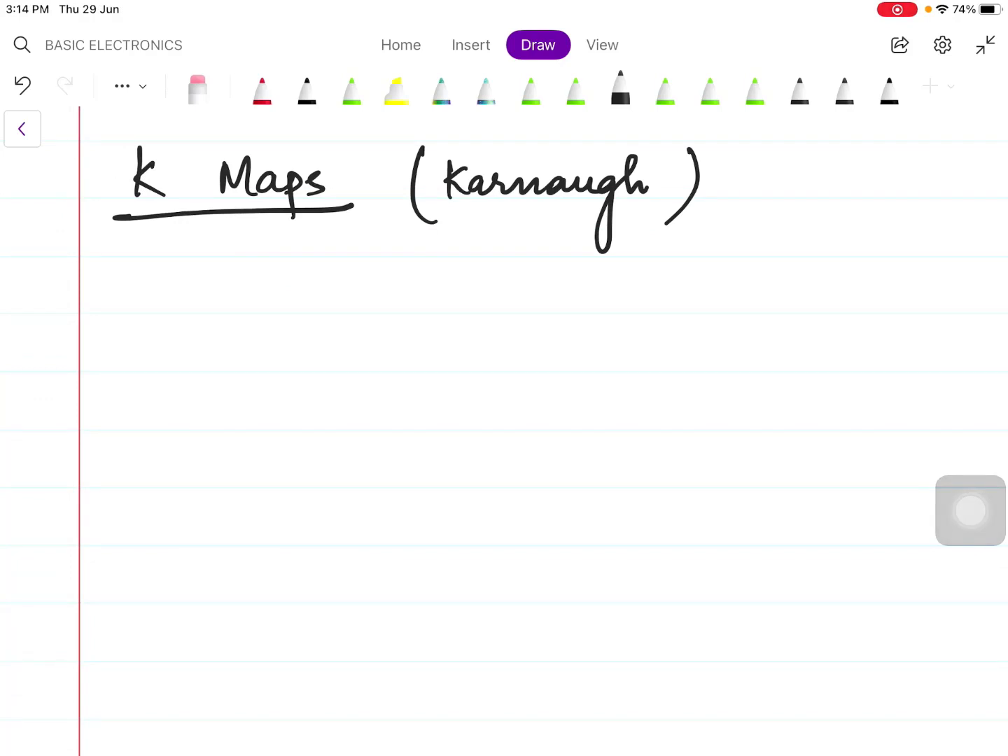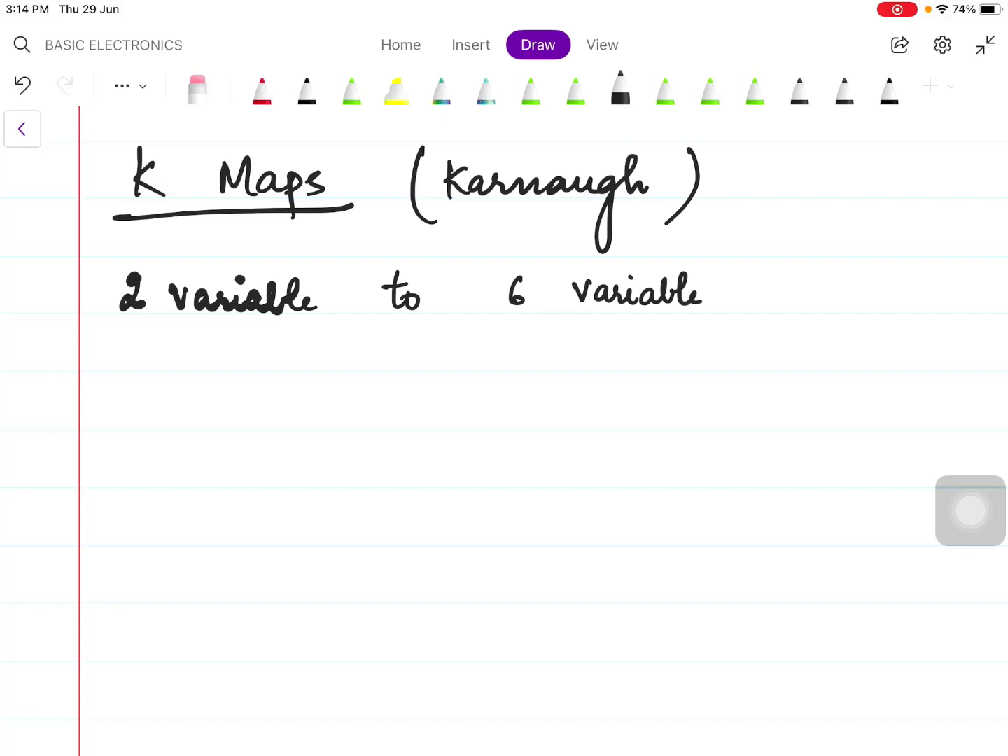Now let us understand K-maps, which is also called Karnaugh maps. So K-maps are different for different number of variables, and we will understand the K-maps from 2 variable to 6 variable. So up to 6 variable K-maps we will study. Now if you have to solve an n variable Boolean expression.